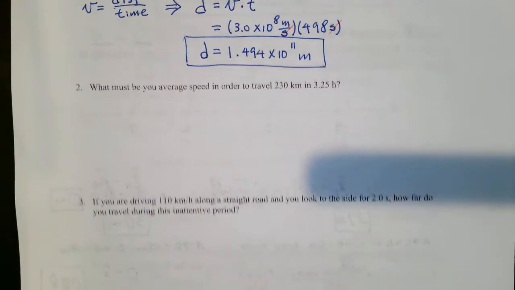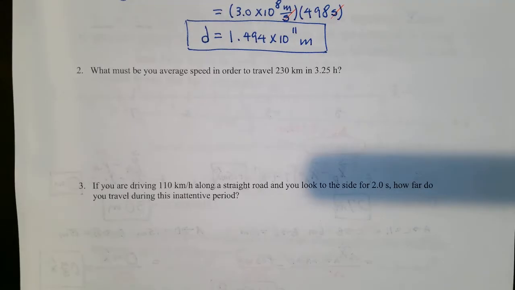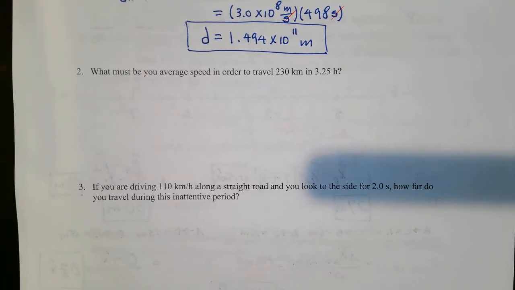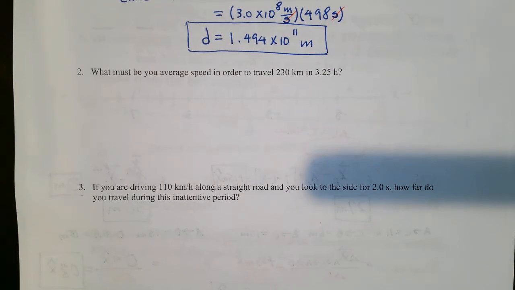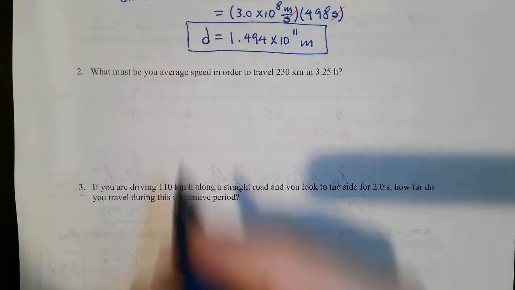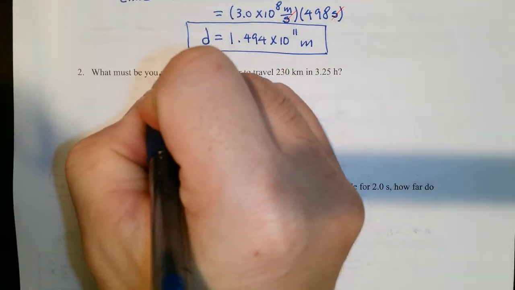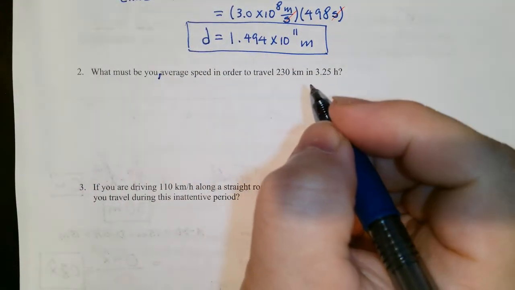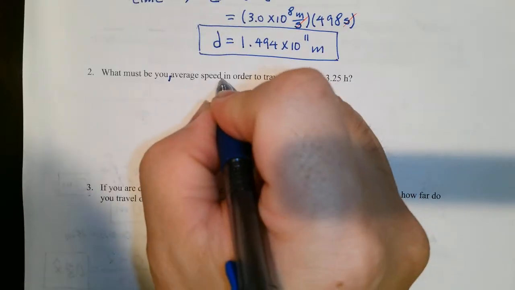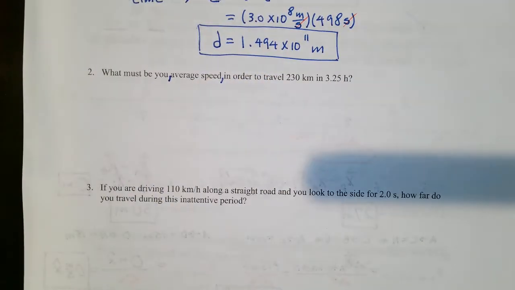Good. Let's take a look at number 2. What must be you, average speed? I don't know, this is kind of really weird grammar, so I should put a comma here. What must be you, average speed? No, I fixed it, right?